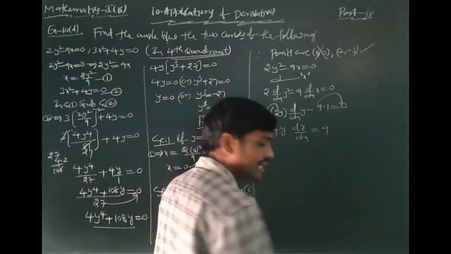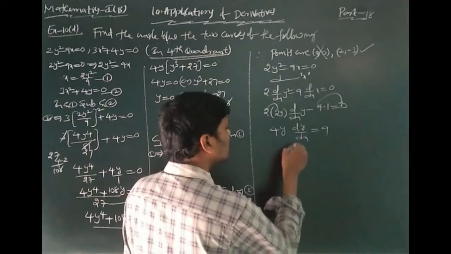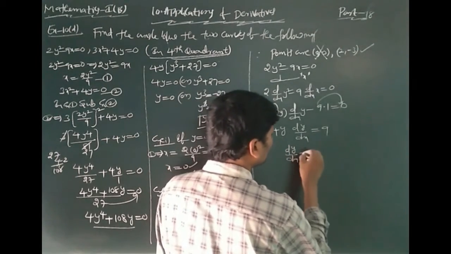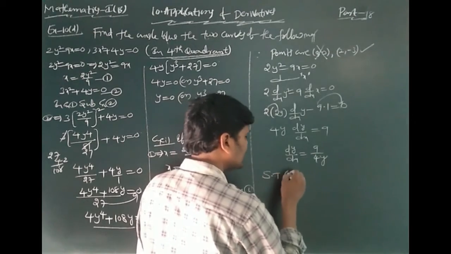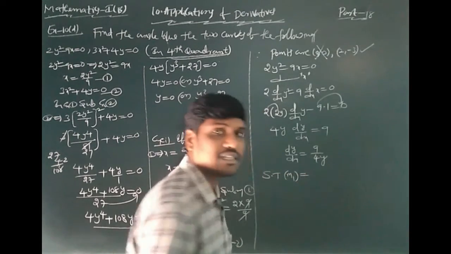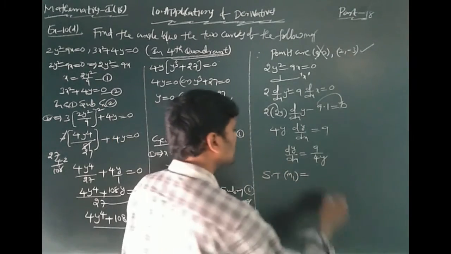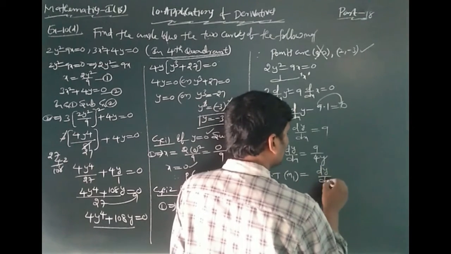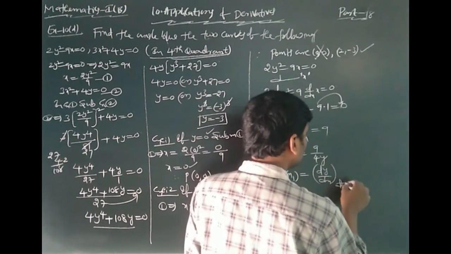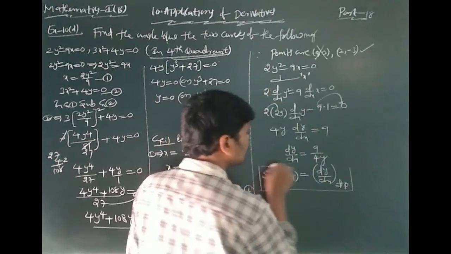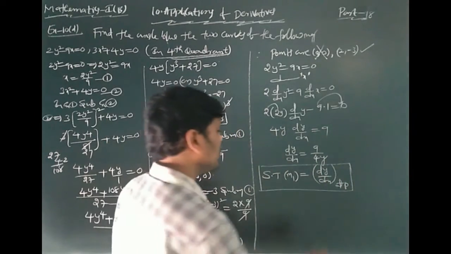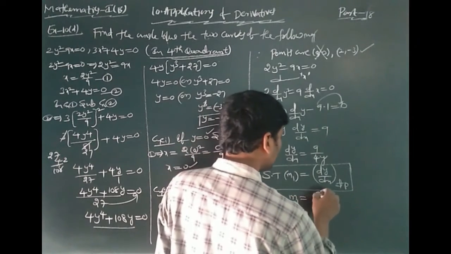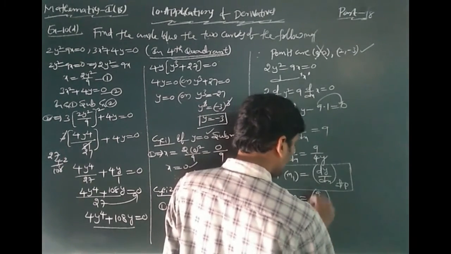The −9 goes to the other side, so plus 9. Then dy/dx equals 9/(4y). The slope of the tangent is m1 equals dy/dx at point P. This is the slope of the tangent formula. This is the first curve, that's why the slope of the tangent is denoted m1. m1 equals dy/dx, which is 9/(4y), at point P.